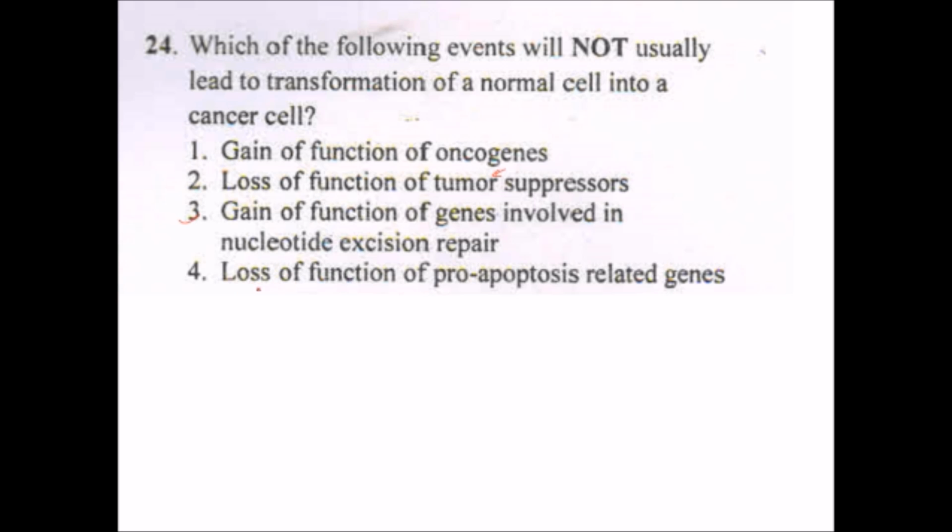But also look at the fourth option, which is the loss of function of pro-apoptotic related genes. Pro-apoptosis means the genes which will initiate the apoptosis process. If apoptosis takes place, there will be no chance of survival of the cell. So the answer will be 3.